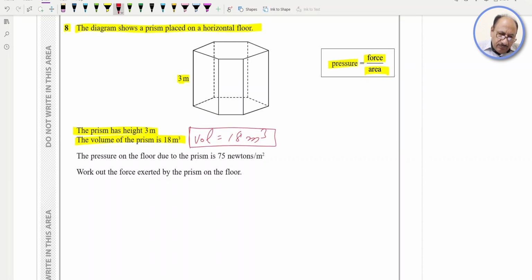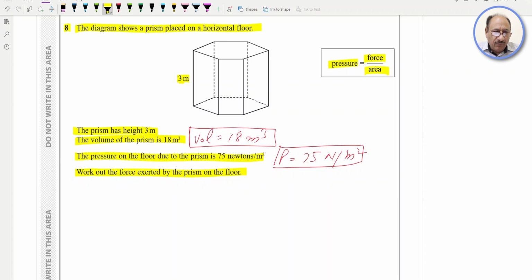And what else? The pressure on the floor due to the prism is 75 newtons per meter square. So pressure is equal to 75 Newton per meter square. This is also a piece of data which is provided. And work out the force exerted by the prism on the floor. So we have to calculate the force exerted.